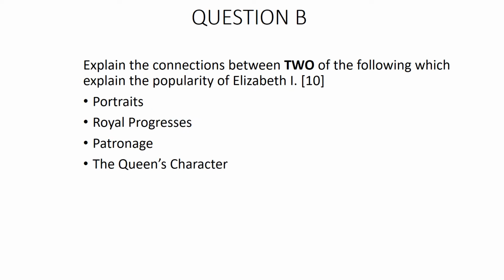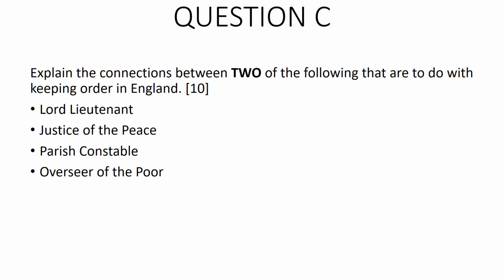Explain the connections between two of the following which explain the popularity of Elizabeth I. Portraits, royal progresses, patronage, and the Queen's character. Explain the connections between two of the following that are to do with keeping order in England. Lord Lieutenant, Justice of the Peace, Parish Constable, and the Overseer of the Poor.